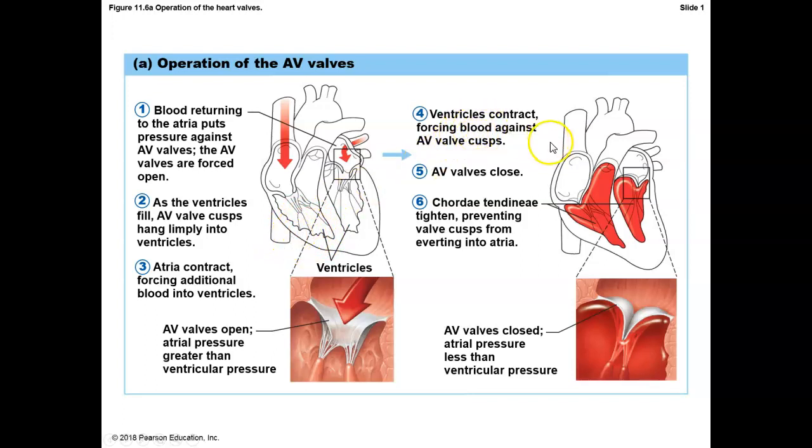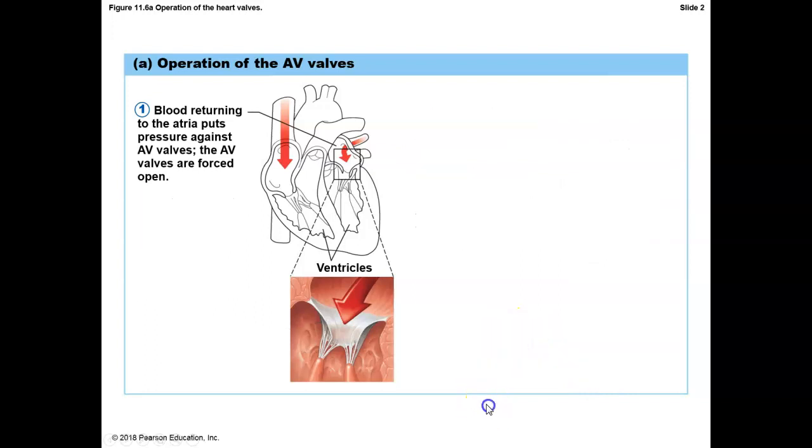So then the ventricles contract, and that forces the AV valves to close. The chordae tendineae, held by those papillary muscles, keeps the AV valves from opening inverted into the atria. And so now there's a lot of pressure in those ventricles.